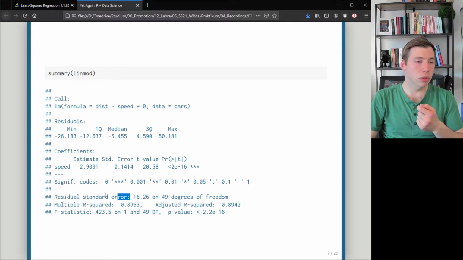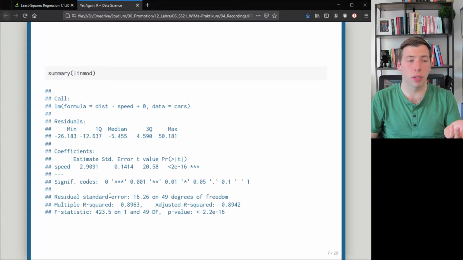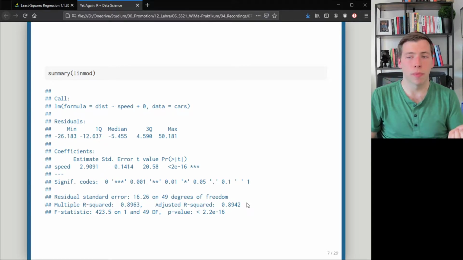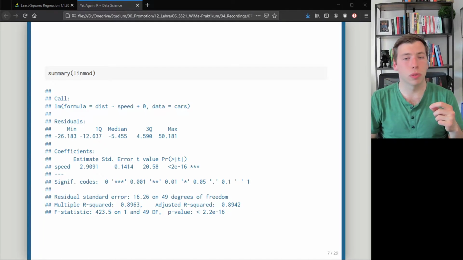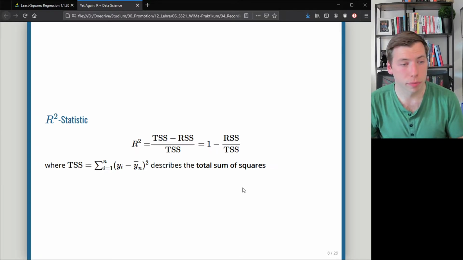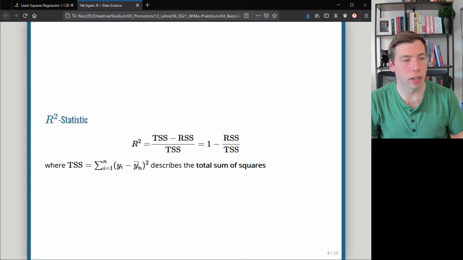Then we see this residual standard error. That's only the sample variance of the residuals. And then we see something here which is called the R squared statistic. That part is actually important. That's why I want to focus on it in a bit more detail. This is defined like this. So the R squared statistic is defined as 1 minus the residual sum of squares, which is the sum we've seen earlier, divided by the total sum of squares, which is defined like this.